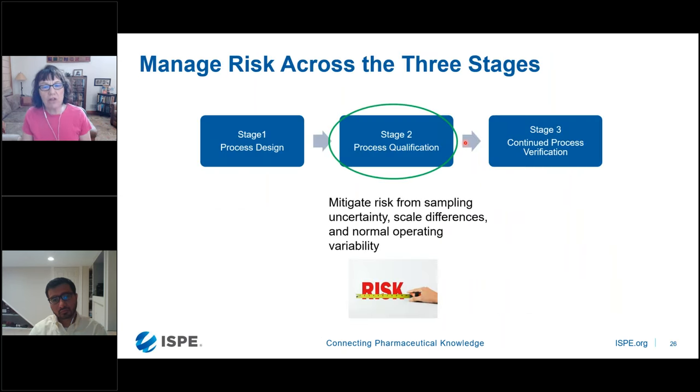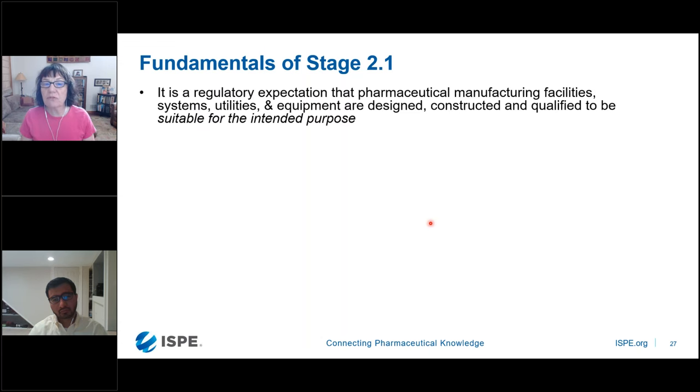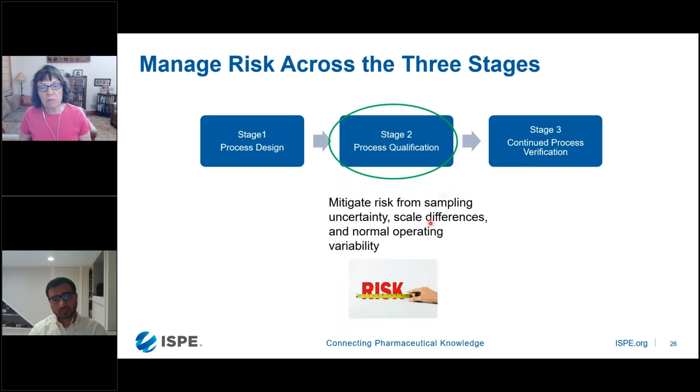So let's move into stage two. What are we mitigating in stage two? We're mitigating the risk from sampling uncertainty, scale differences, and normal operating variability. Remember, stage two is divided into two stages, 2.1 and 2.2. 2.1 is facility and equipment qualification, and 2.2 is process performance qualification, or those batches that we're planning to make as part of the overall process qualification.